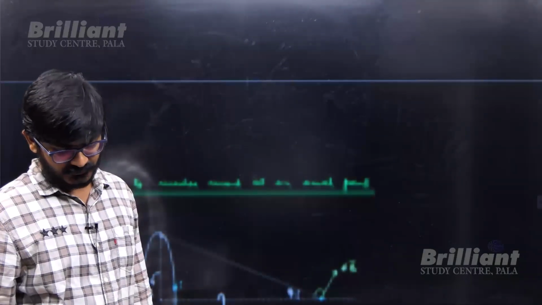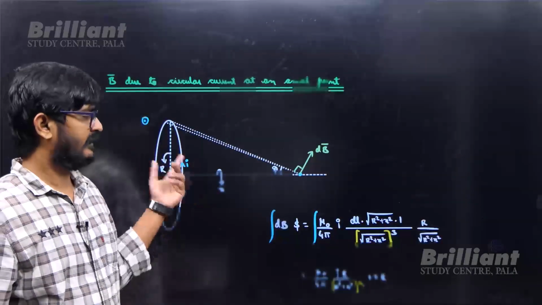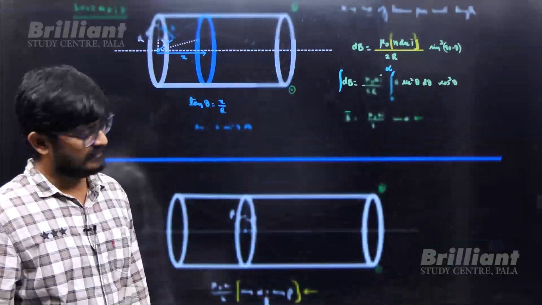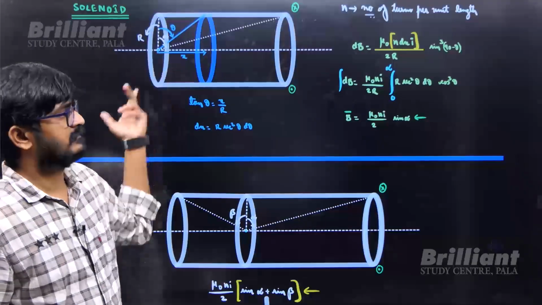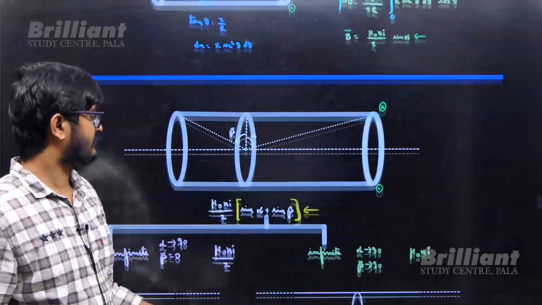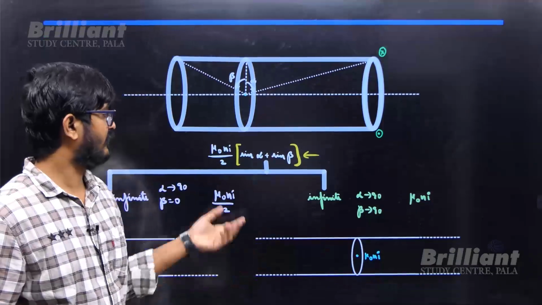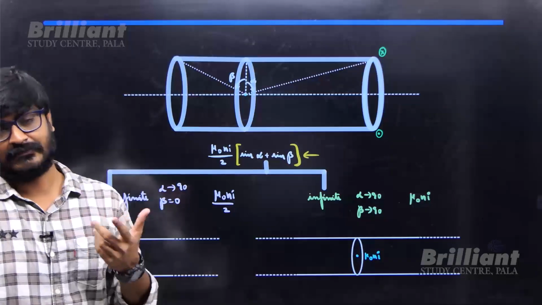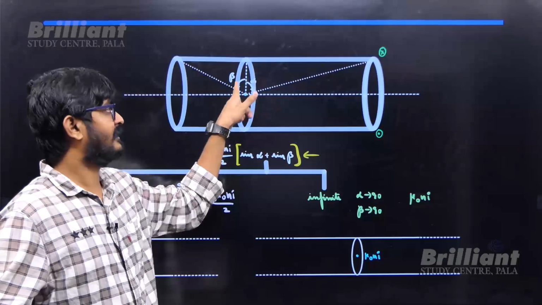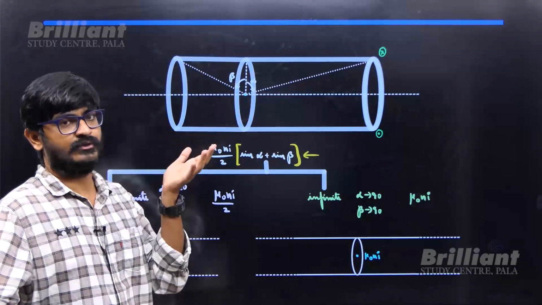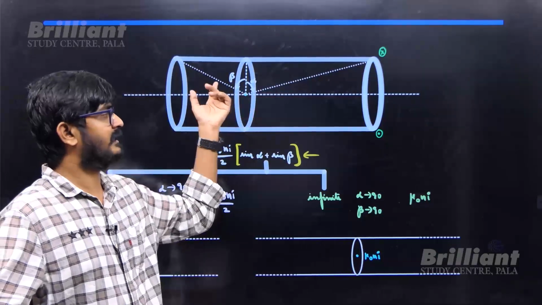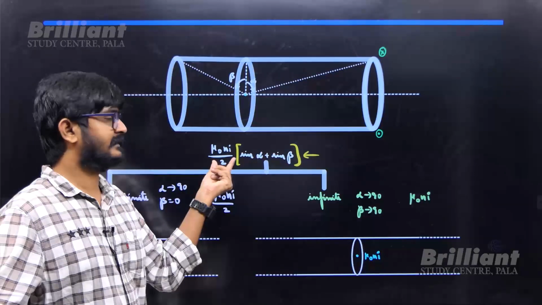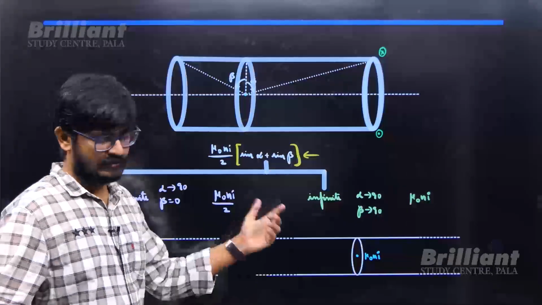So for a ring you will be deriving initially. After that you will use the derivation of the ring, and you will find the field on the solenoid. This is how I remember it: mu naught N I by 2 into sin alpha plus sin beta, in the same way as for line charge. For line charge, when alpha and beta become 90, it becomes mu naught I by 2 pi r. For solenoid, when alpha and beta become 90, it has to become mu naught N I. So the 1 plus 1 and the 2 must get cancelled. That's how I remember it. I will be using it now.